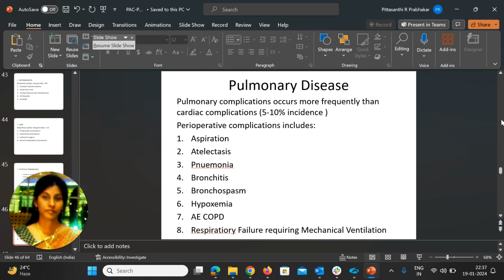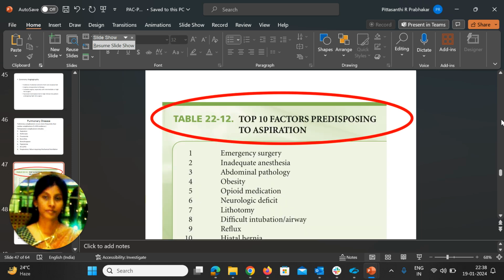Pulmonary diseases, where pulmonary complications occur more frequently than cardiac complications. Perioperative complications include aspiration, atelectasis, pneumonia, bronchitis, bronchospasm, hypoxemia, COPD, and respiratory failure requiring mechanical ventilation. The top 10 risk factors predisposing to aspiration are emergency surgery, inadequate anesthesia, abdominal pathology, obesity, opioid medication, neurologic deficit, lithotomy, difficult intubation of airway, reflux, and hiatal hernia.